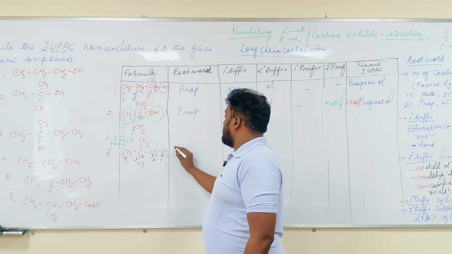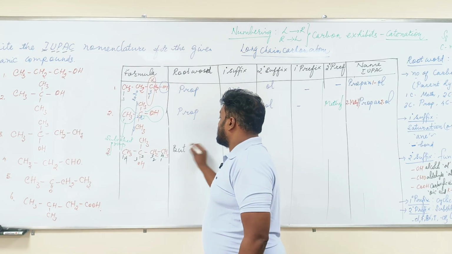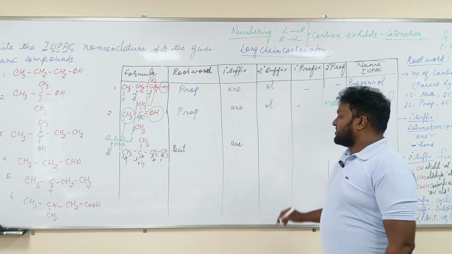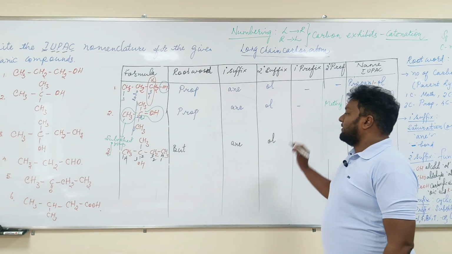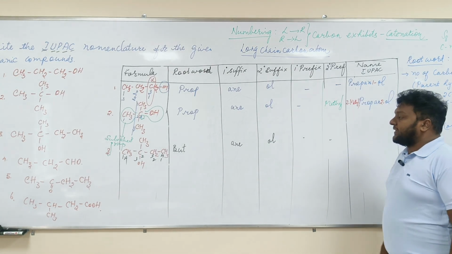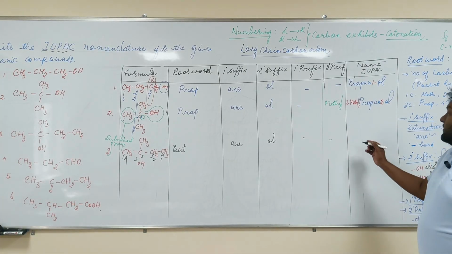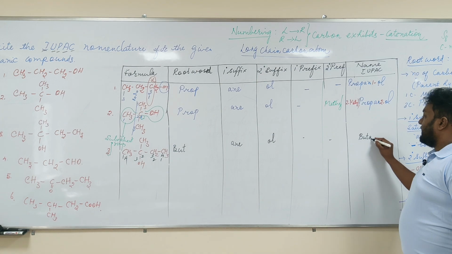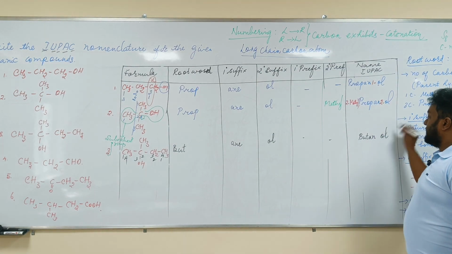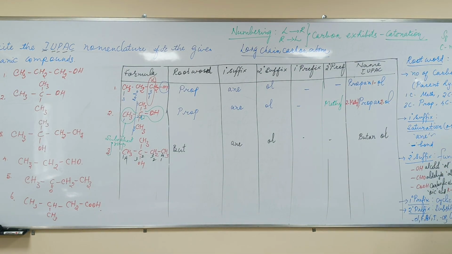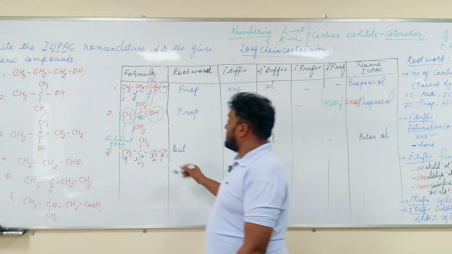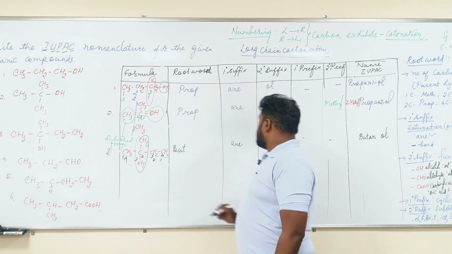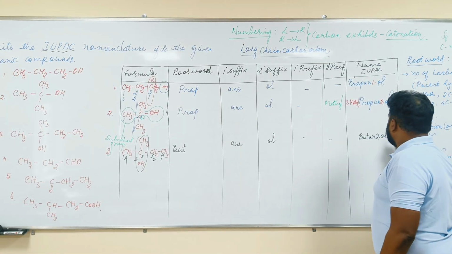Isn't it? Then the root word will become what? But. Throughout single bond is present, so ane. Functional group is alcohol. No prefix, nothing else is there. So but, add the name, and you can write butanol. Where is the alcohol present? Alcohol is present on the second and third. So the least number we have to take. The least number I am writing as 2.